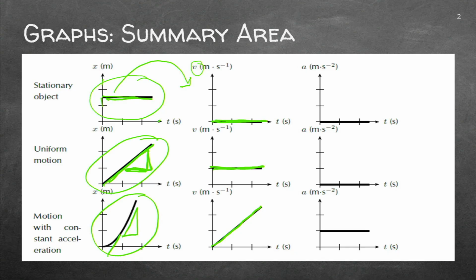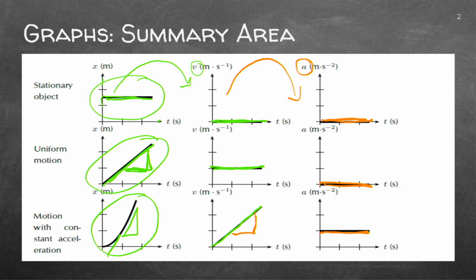Now let's have a look at the velocity graphs. This one didn't have any gradient. This one will also not have a gradient. And from there, I can go to the acceleration. The acceleration from a velocity graph is the gradient. This one will have no acceleration. That one will have no acceleration. And the gradient of this line will give me this acceleration.